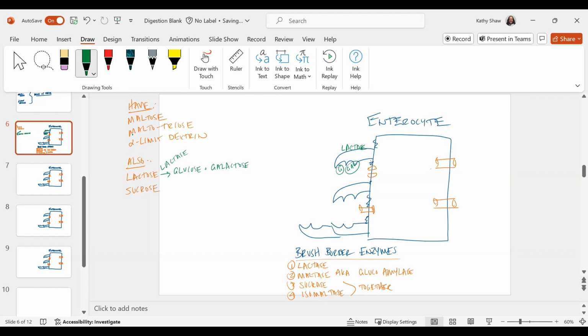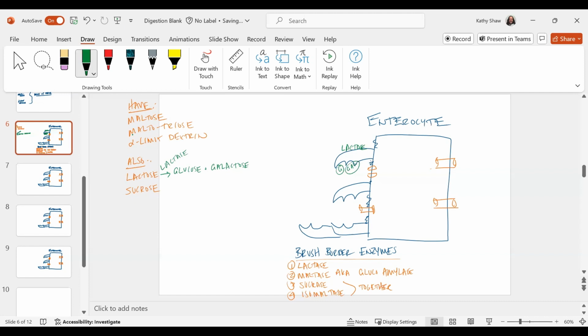Lactase gets pretty important. You get lactose in your dairy products, and if you don't have lactase, you're going to have a lot of GI issues because you can't break down your lactose. Those are your lactose intolerant patients. So it's a pretty common thing. It's something you will hear about and think about with your patients.